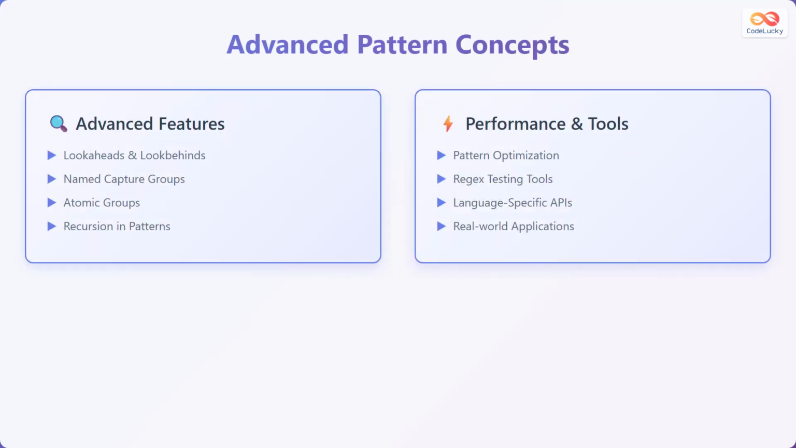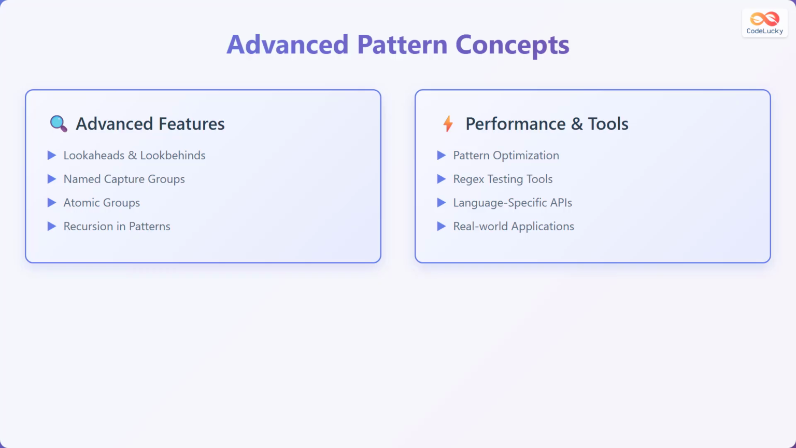Now let's explore some advanced regular expression pattern concepts. On the left, we'll delve into advanced features like lookaheads and lookbehinds, which allow you to match patterns based on what precedes or follows them, without including those surrounding characters in the match. Next, we have named capture groups that assign names to parts of the matched text, making it easier to extract and work with specific portions. Then we have atomic groups, which prevent backtracking, ensuring more efficient matching. And finally, we will touch upon recursion in patterns, which will allow you to match nested or recursive structures.